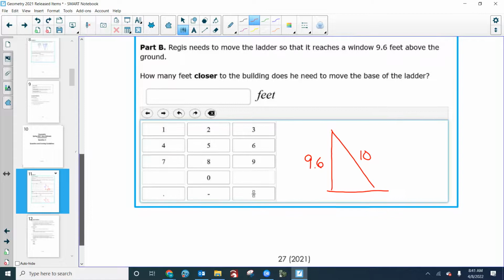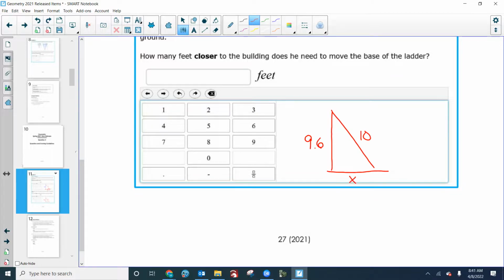So did you recognize it's not asking how far the base of the ladder is away from the wall? It's asking how much closer to the building it had to move. Do you agree? So if you got part A, how far was it from the building? 4.2. Now we're going to find how close it is to the building and then do what with those two values? Subtract. Very good.